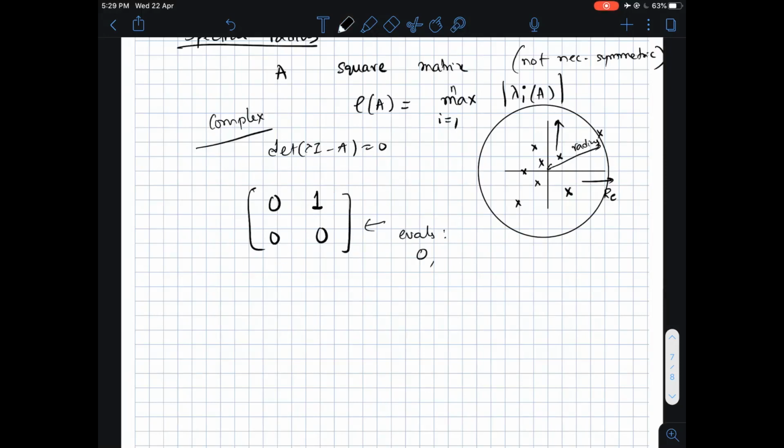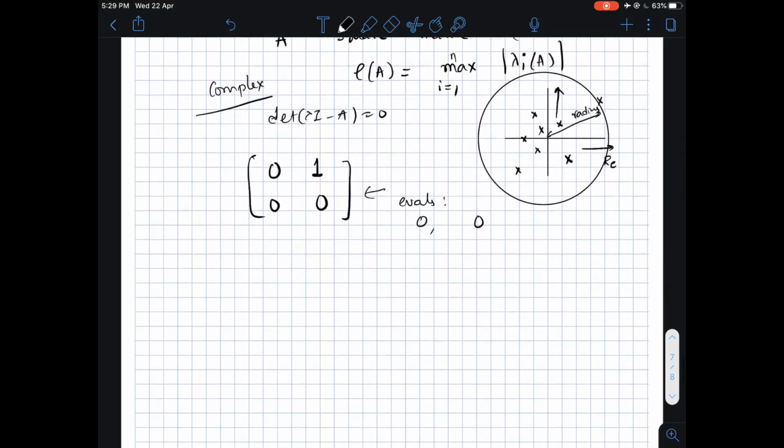But what are its eigenvalues? Does everybody know that the eigenvalues are 0 and 0? Because if you try to find its characteristic polynomial, you will simply get lambda squared. Lambda squared will be the characteristic polynomial of this, and that has root 0. So the eigenvalues are simply 0. We simply say 0 is an eigenvalue of this matrix. So what is the spectral radius? It is 0. So even though this matrix is not 0, its spectral radius is 0.